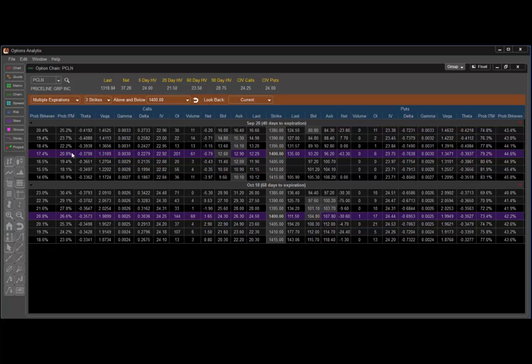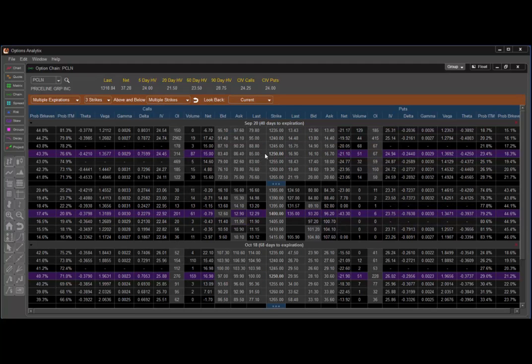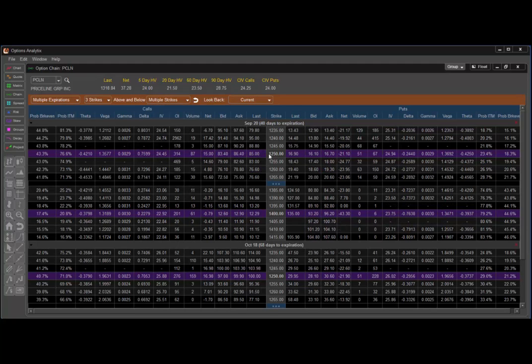For an iron condor trader, you can also select a lower price. In this case, we'll choose $1,250. If I look to the right on the put side, you'll see a column of probabilities all in the 20% range now for Priceline. If you wish to reset the points to at the money, simply click on the arrow to the right of the strike dropdown.